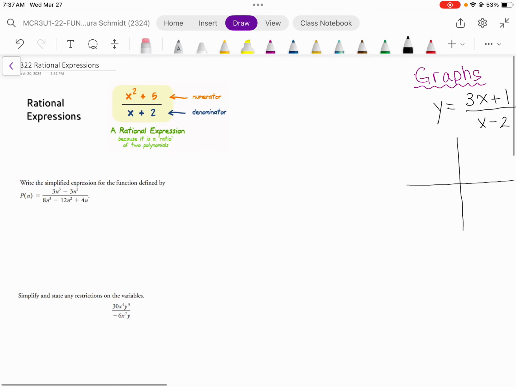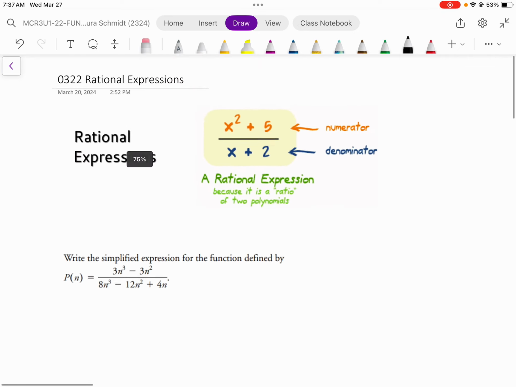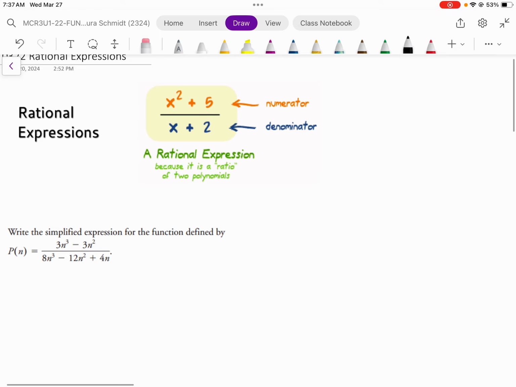Hi guys. Okay, this is just a quick video on rational expressions, which is our next topic in A3. A rational expression is just really a ratio of two polynomials. So the key is you need an x in the denominator. You must have that. So my numerator could be x squared plus 5, like this example, and my denominator x plus 2. That's an example of a rational expression.